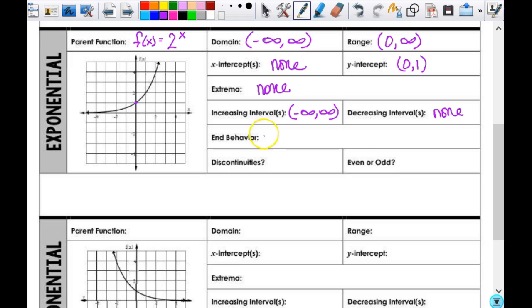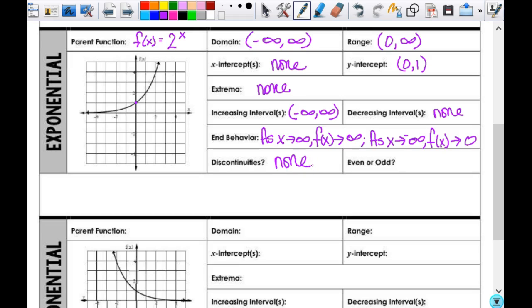All right, so our end behavior. As x approaches infinity, f of x approaches what? Infinity. So as x approaches infinity, f of x approaches infinity. And then as x approaches negative infinity, f of x approaches what? 0. We're never going to make it, but it approaches 0. So as x is going to negative infinity, y gets smaller and smaller and smaller. It's never actually going to make it to 0 and definitely never beyond. Okay, we good? Any discontinuities? Nope, it's none.